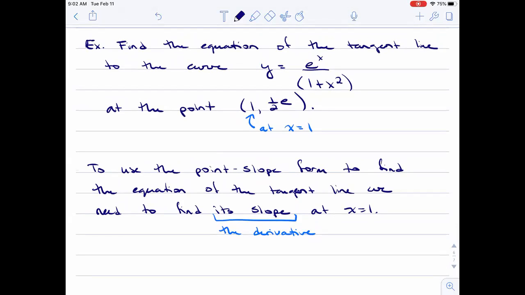I want you to take a little bit of time, see what you can do, right? We've got a quotient, so you know you're going to have to use the quotient rule. Try it out. First, find the derivative. Right, we'll focus on that. Go from there.